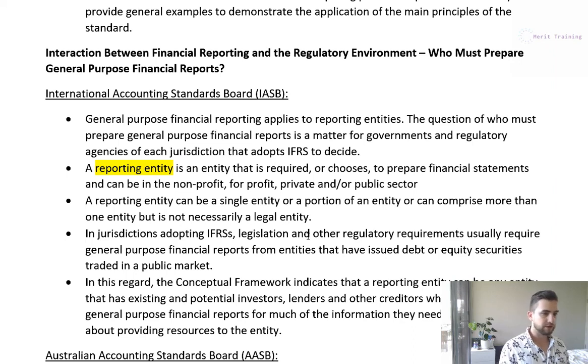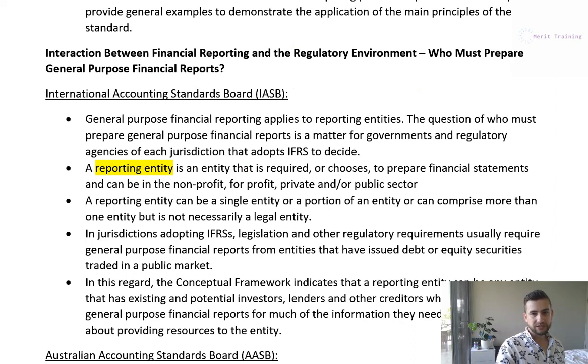An example of a company that might adopt special purpose is a private company. Like you're an individual investor, you've got a private company that you've set up yourself, it would just be special purpose, not general purpose. Then there's the question of who must prepare general purpose.